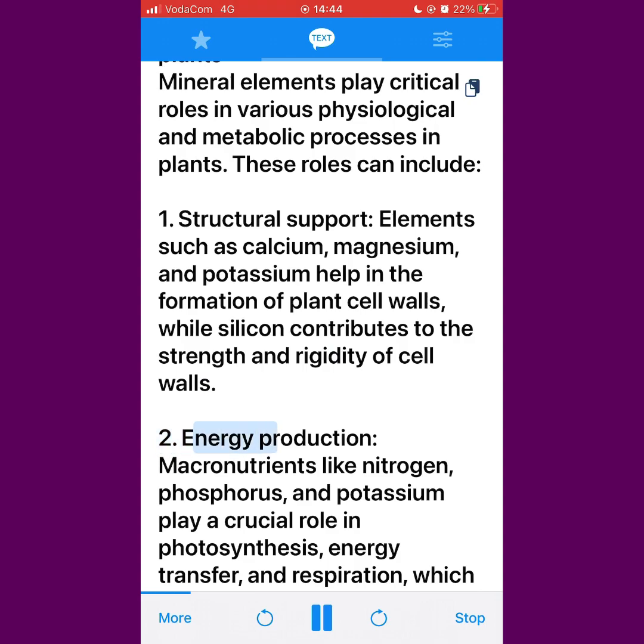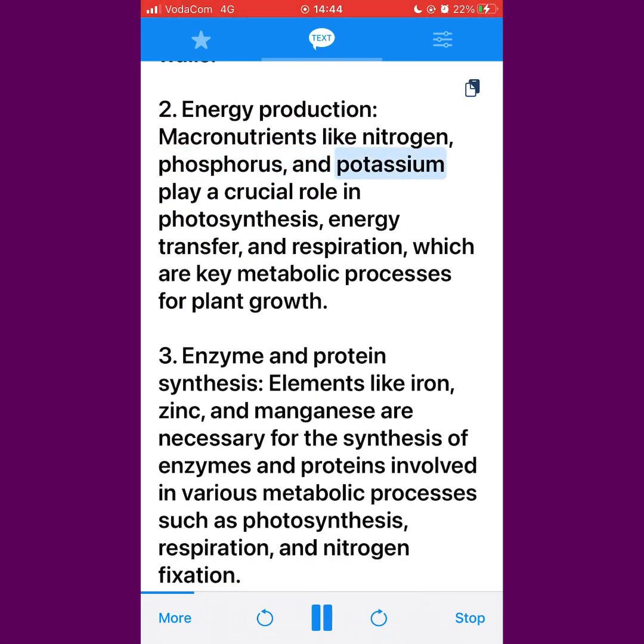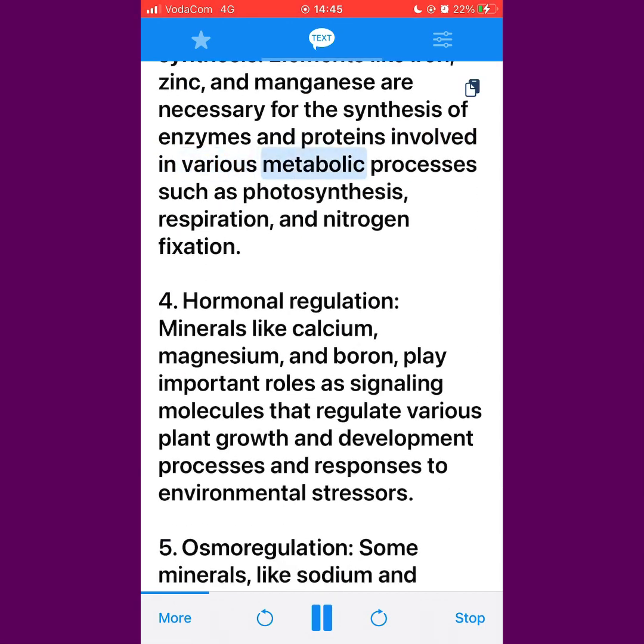2. Energy production. Macronutrients like nitrogen, phosphorus, and potassium play a crucial role in photosynthesis, energy transfer, and respiration, which are key metabolic processes for plant growth. 3. Enzyme and protein synthesis. Elements like iron, zinc, and manganese are necessary for the synthesis of enzymes and proteins involved in various metabolic processes such as photosynthesis, respiration, and nitrogen fixation.